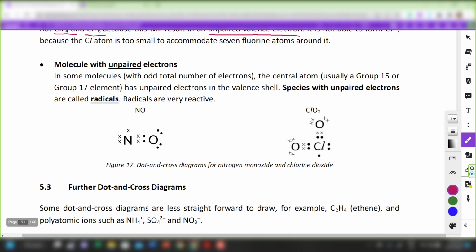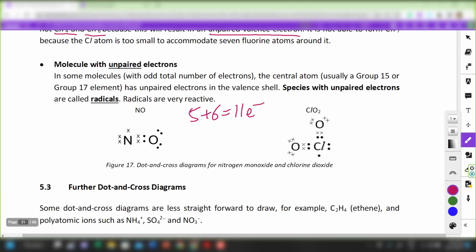How can we decide whether it has unpaired electrons? Well, it's actually pretty straightforward here. Basically, we deal with an odd group. So, for example, group 15 and group 17. If you look at NO, nitrogen has a total of 5 valence electrons, oxygen 6. So if you sum them up, the total number of valence electrons is 11.